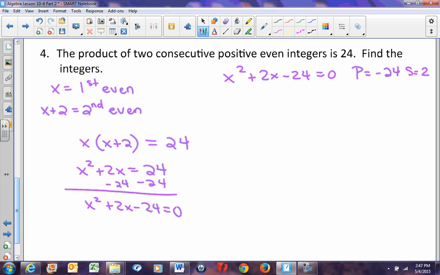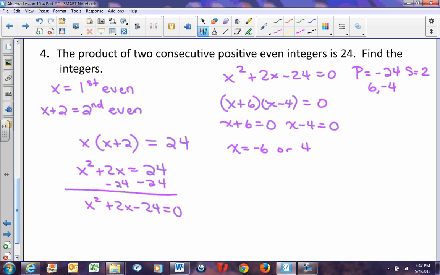I'm thinking 6 and 4. Positive 6 and negative 4. So x plus 6, x minus 4 equals 0. So x plus 6 equals 0, x minus 4 equals 0. So x could equal negative 6 or positive 4. Which means if x equals negative 6, x plus 2 would have to equal negative 4. And if x equals 4, x plus 2 would equal 6.